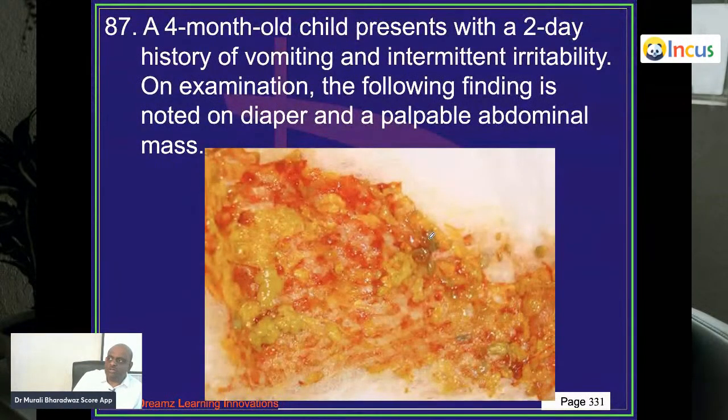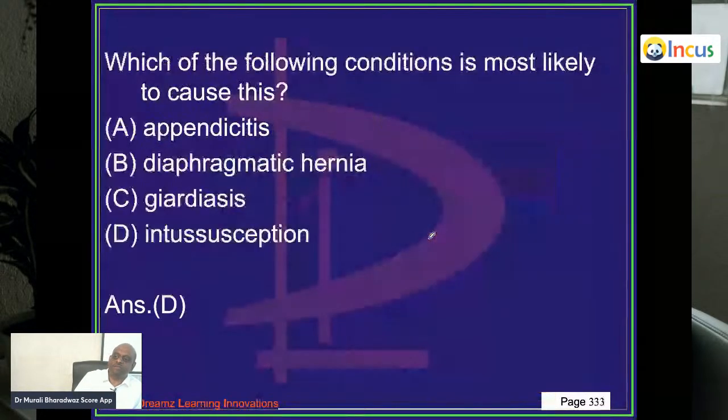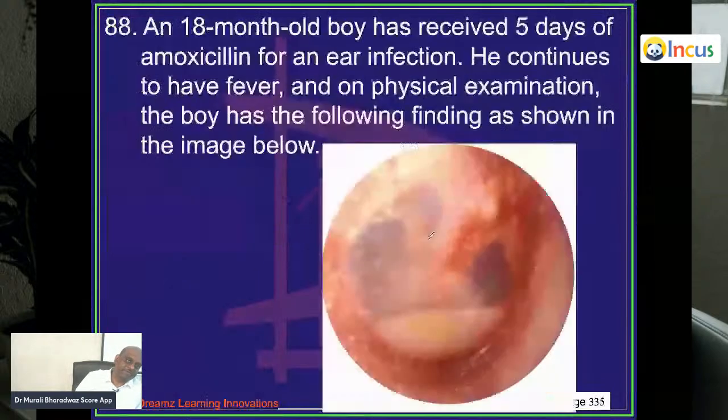A 4-month-old child presents with a 2-day history of intermittent irritability. And what do you see, doctor? Currant jelly stool, which is a feature of intussusception.